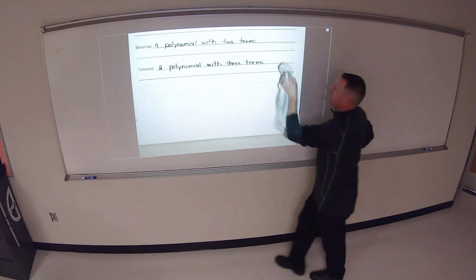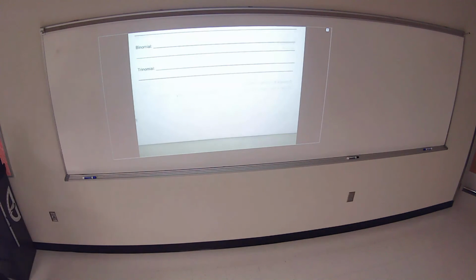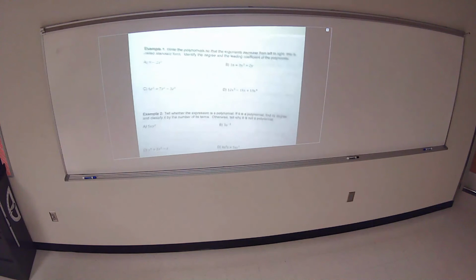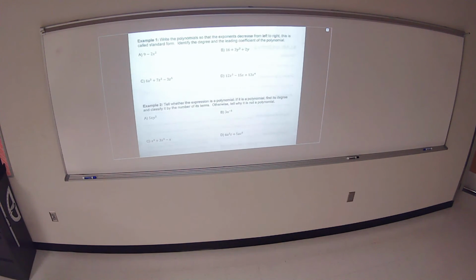Alright. Now, as I told you, a lot today was vocab, but we are going to flip this over. Take a look at the first couple of examples. I'm going to be honest, we're not going to even get into any of the computational work with adding and subtracting. We're saving that for tomorrow.